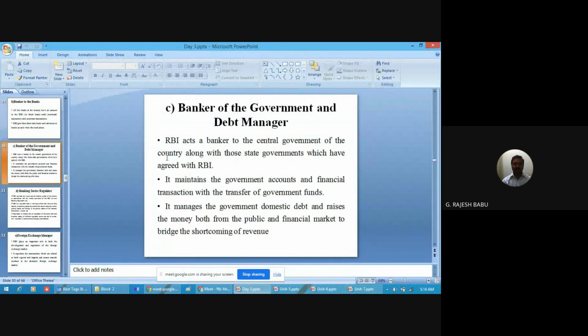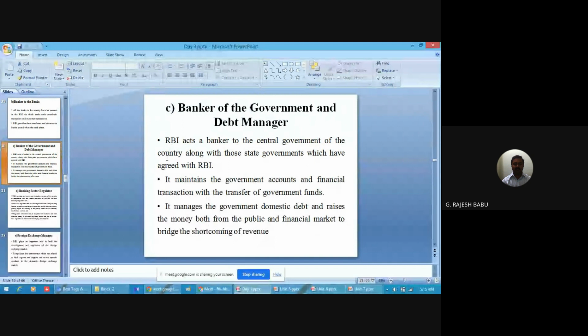Then bankers of the government and debt manager. Reserve Bank of India acts as a banker to the central government of the country, along with those state governments which have agreed with Reserve Bank of India. It maintains the government accounts and financial transactions with the transfer of government funds.